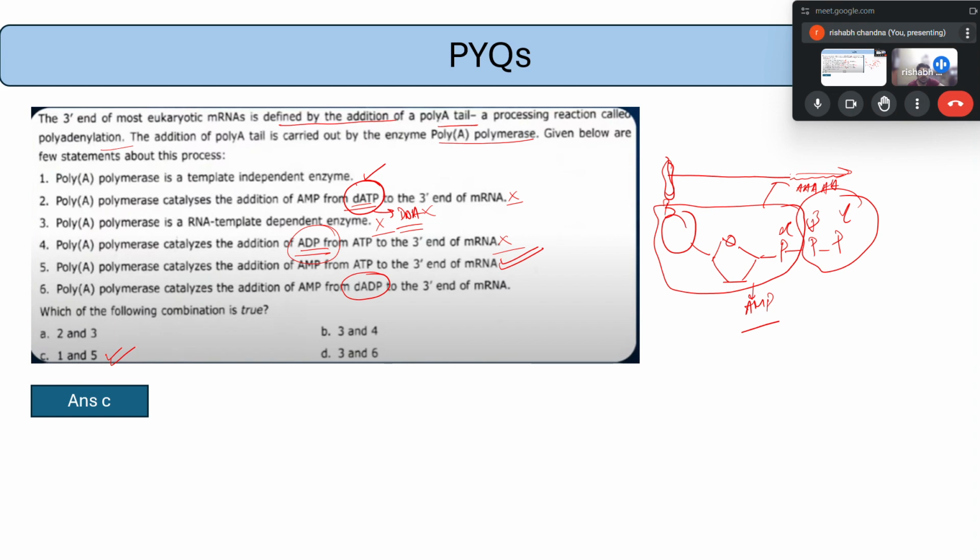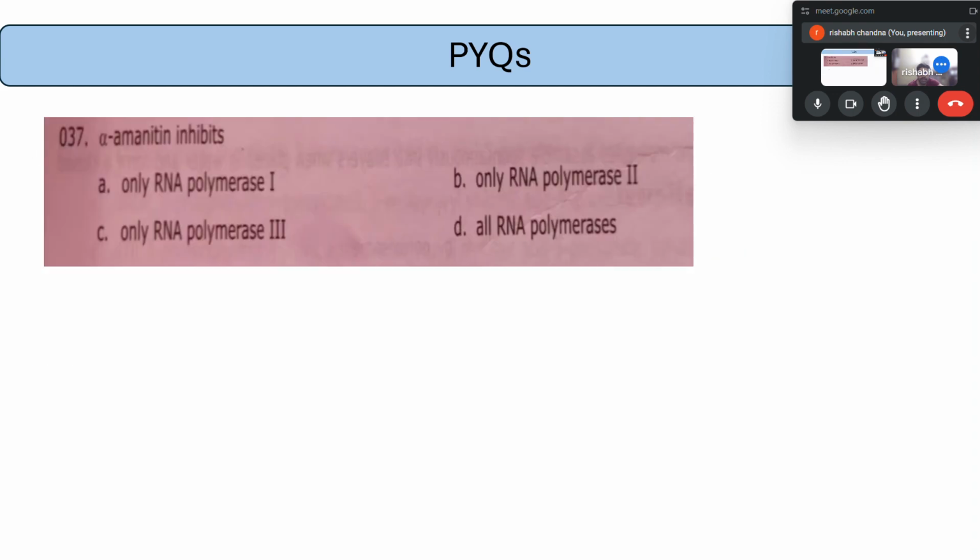Okay. Moving on to the next question. Alpha amanitin inhibits only polymerase 1, only RNA polymerase 2, RNA polymerase 3, or all RNA polymerases. So, alpha amanitin basically inhibits, if we see the order, first RNA polymerase 2, then RNA polymerase 3, then RNA polymerase 1. This is the order of sensitivity to alpha amanitin.